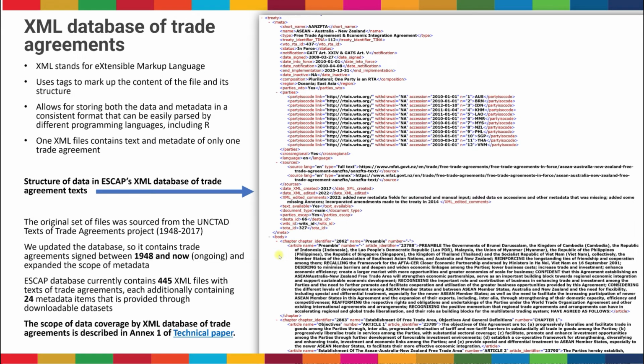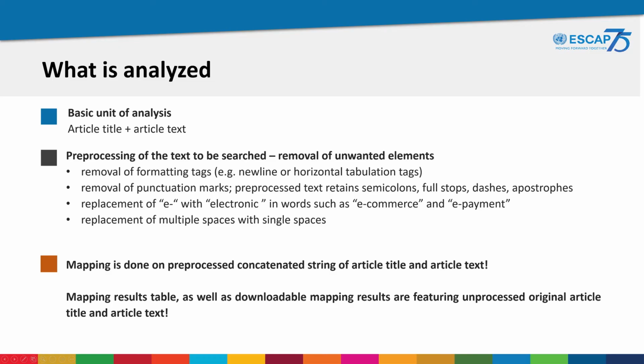We currently have XML files with text and data of over 440 trade agreements, and when we parse this data into R, we essentially get two data frames, one with metadata and another one with texts of the articles. And another question that we raised is what is actually analyzed when we run the mapping query. What is analyzed is a combination of article title and article text.